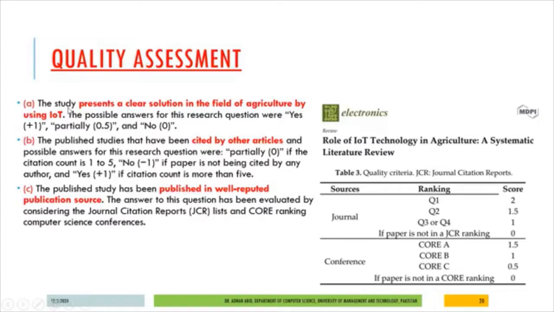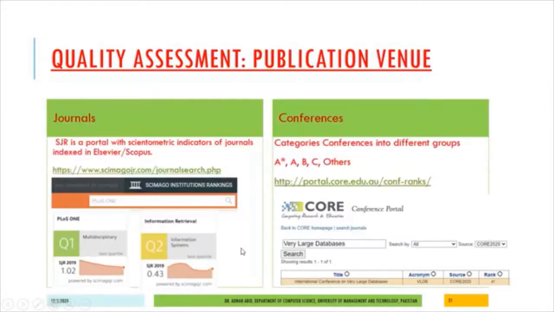So based on the venues, and then if the quality assessment says it presents a clear solution in the field of agriculture, we give it 1 point, otherwise partially 0.5 or no. How many citations this article has is yet another indirect measure to figure out the quality of the work. And the C part is explained through this table already.